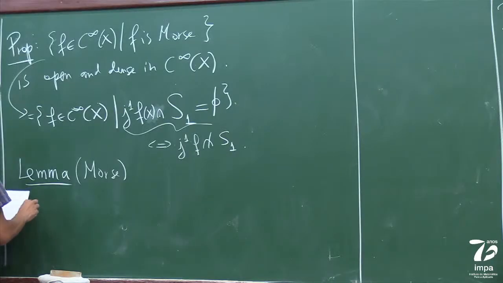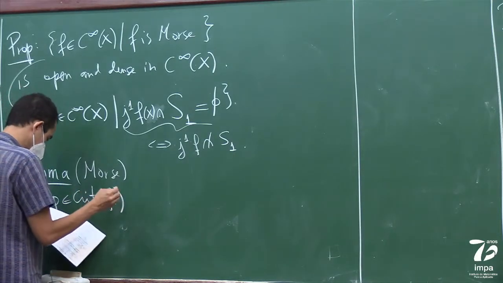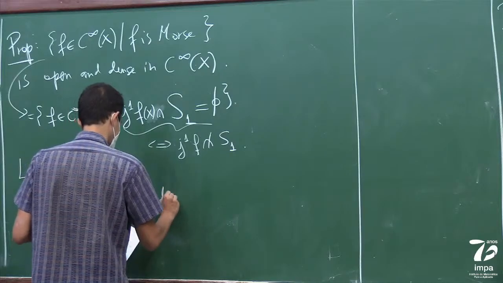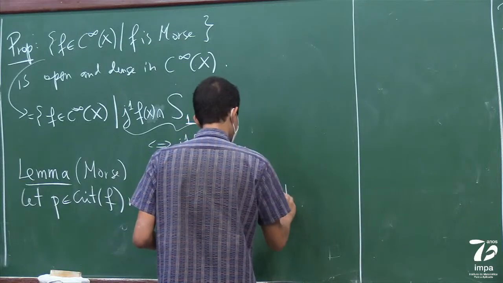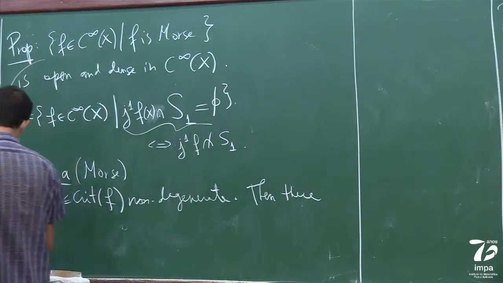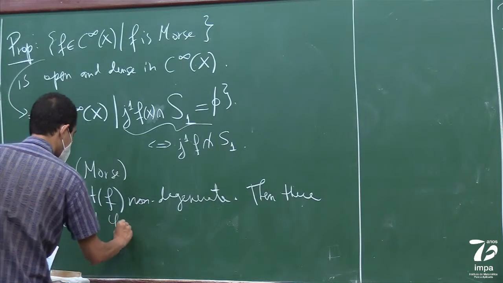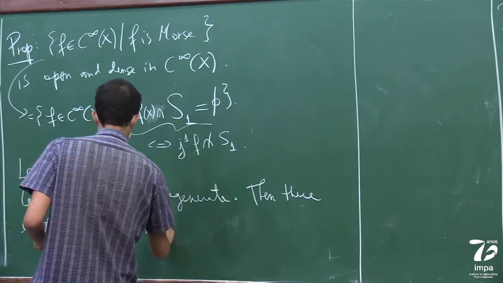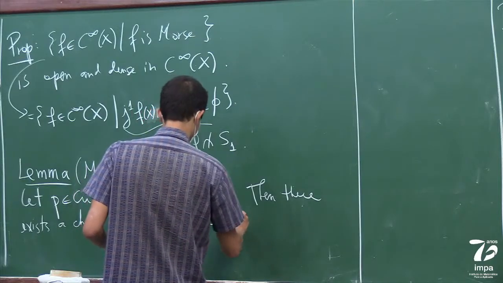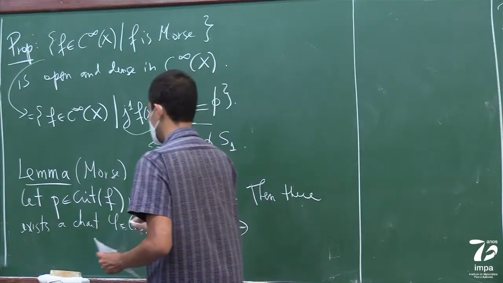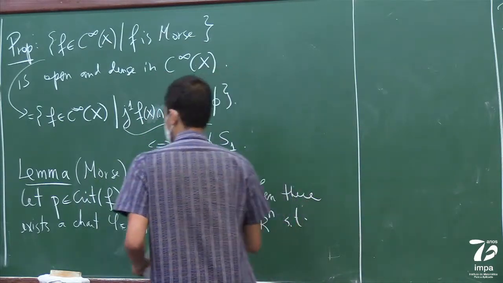So it says the following. Let P be a critical point of a smooth function that's non-degenerate. Then there exists a chart, phi, which is given as x1 to xn, from a neighborhood of P to Rn, such that, let me write it up there.